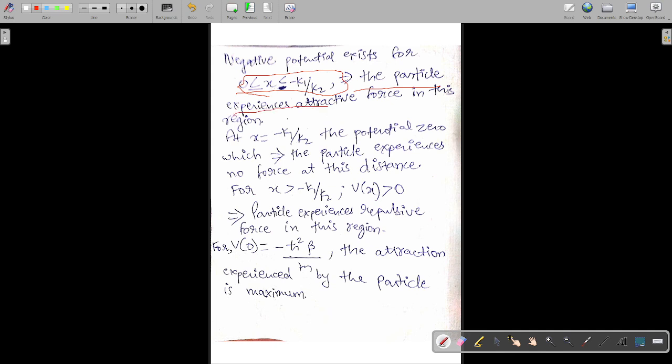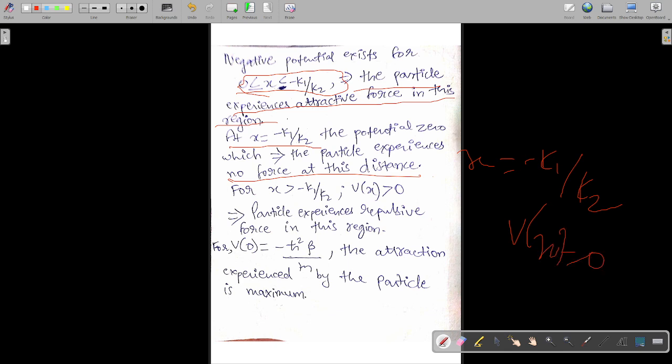Okay, the particle experiences an attractive force in this region. At x equal to minus k1 by k2, the potential is 0. Clearly, I have shown in the graph that the particle experiences no force at this distance. Only at this distance will the particle experience no force, as the v of x value is 0. So as the potential function corresponds to 0, the particle experiences no force at that distance.